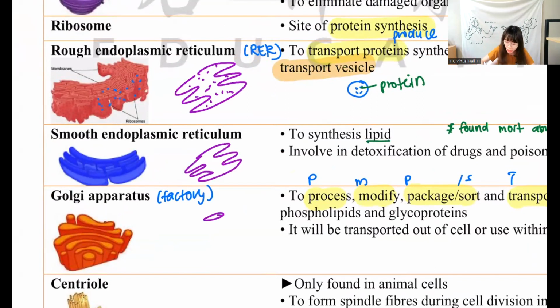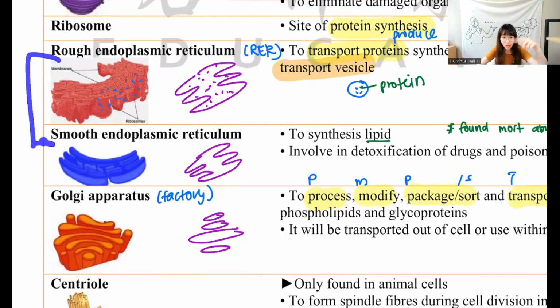Golgi apparatus looks like a Wi-Fi symbol. You cannot draw it very nicely, but there is no connection point. So the difference between smooth ER and Golgi apparatus is that the ER has a connection point, and the Golgi apparatus has no connection point. Rough ER and smooth ER are usually found outside the nucleus, surrounding the nucleus. Golgi apparatus is somewhere further away from the nucleus. So now we understand where to find the rough ER, smooth ER, or Golgi apparatus.